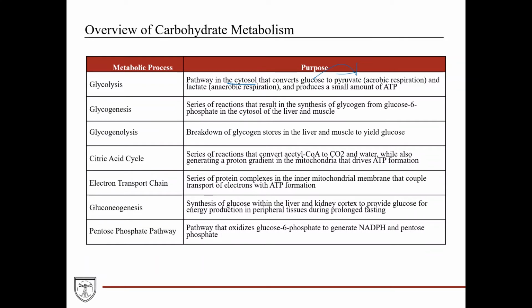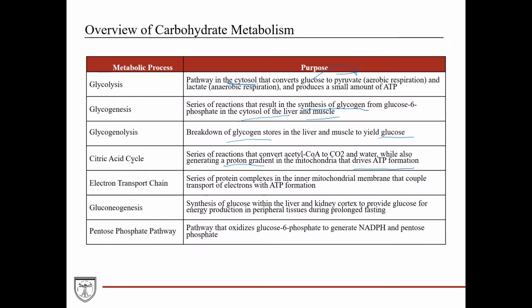Glycogenesis is a series of reactions that results in the synthesis of glycogen. This occurs in the cytosol of the liver and in the muscle. Glycogenolysis is the breakdown of glycogen stores in the liver and muscle to yield glucose during periods of fasting. Citric acid cycle, this is a series of reactions that convert acetyl-CoA to CO2 and water, while also generating a proton gradient in the mitochondria that drives ATP formation, like we said.